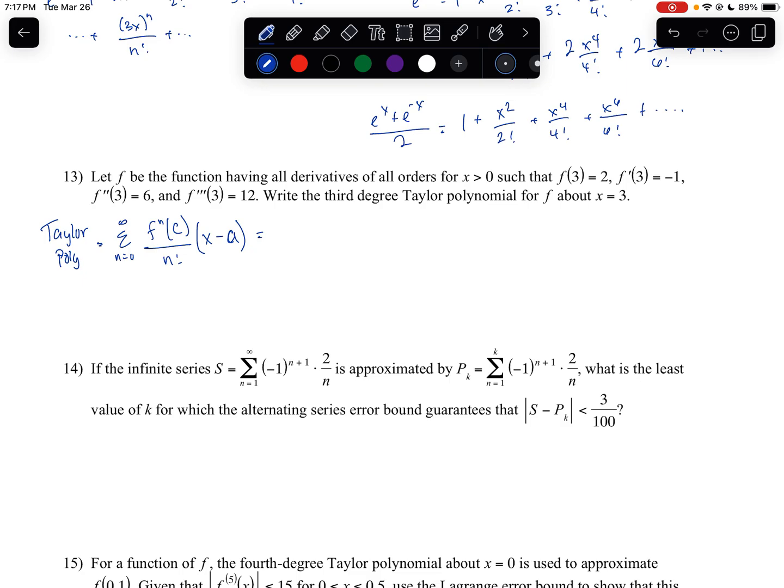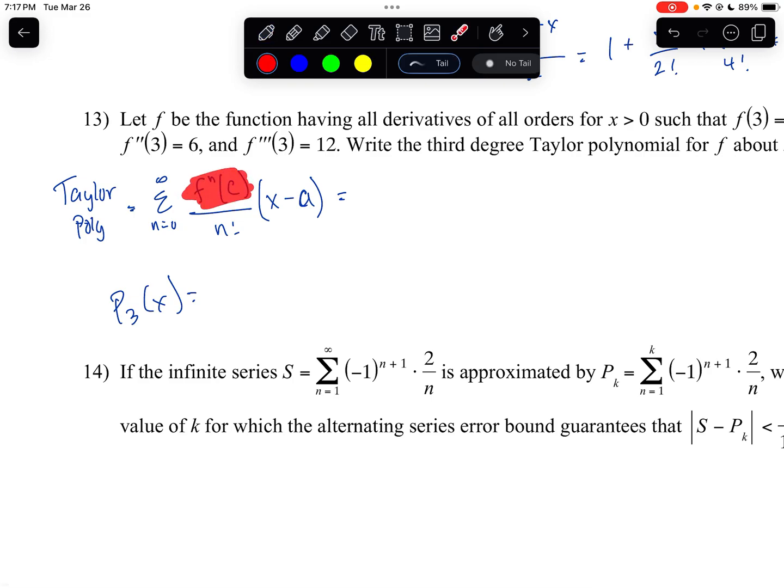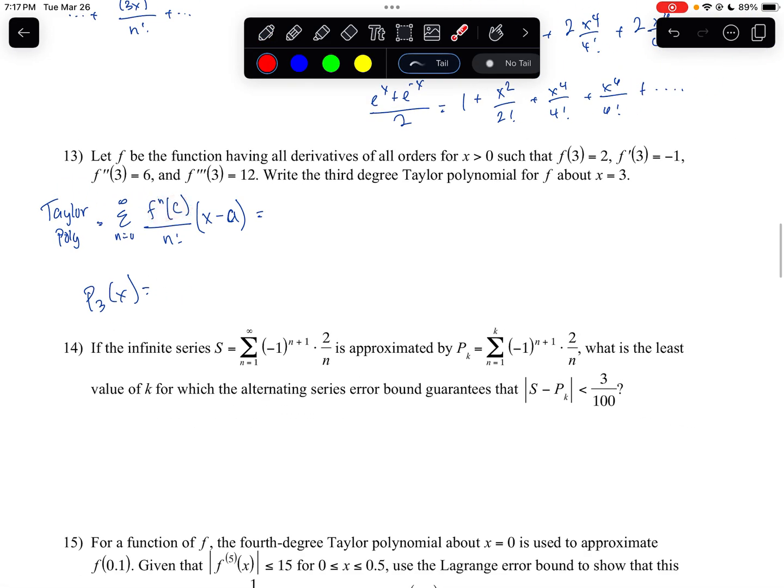So my third degree Taylor polynomial here, let's start by writing the zeroth derivative at 3, which is 2. So I would say 2 divided by 0 factorial, but 0 factorial is just going to be 1, times x minus 3, because that's where it's centered at, to the 0th power, but all of this is just going to be 1. So this is the first term of my Taylor polynomial.